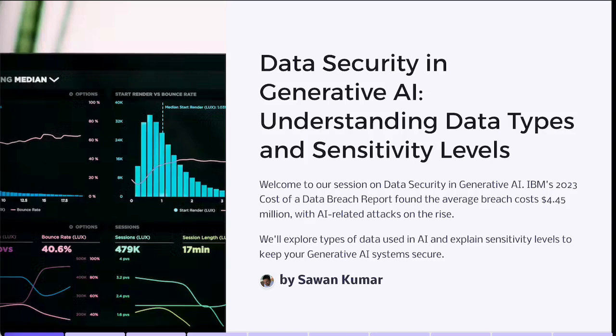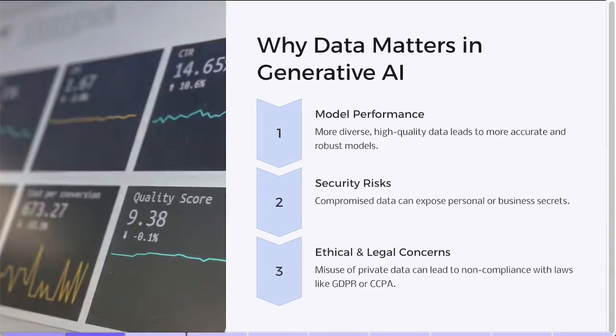Did you know that IBM's 2023 Cost of a Data Breach report found the average breach costs $4.45 million, with AI related attacks on the rise? Protecting data is critical, especially for generative AI, which relies on huge datasets to learn patterns and produce new content. In today's video, we will explore types of data used in AI, like public versus proprietary data assets, and explain sensitivity levels so you can keep your generative AI systems secure. Let's jump in.